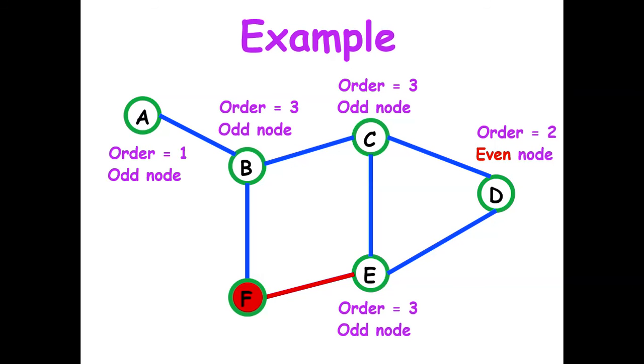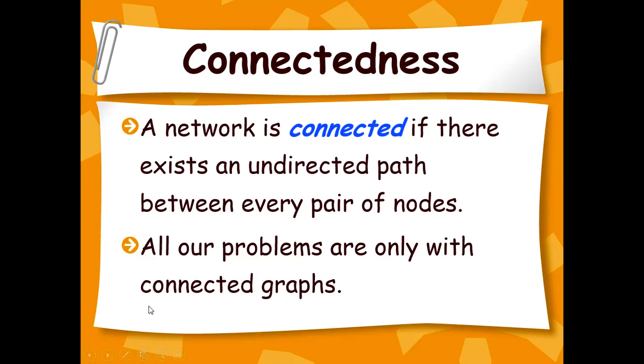Last but not least, node F. We've got 1 arc going between E and F, and 1 arc going between B and F. So going into node F, there are 2 arcs that go into it. So the order is 2. 2 is an even number. Oh, I made a mistake. Where it says odd here, we're going to change that to even. That's my mistake. Okay, so that's what we can do: we can look at the order of every node in a network.